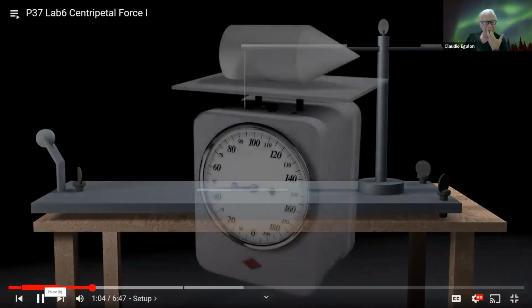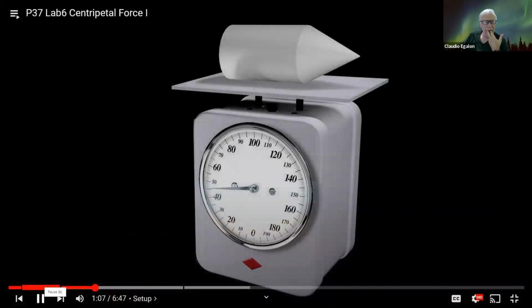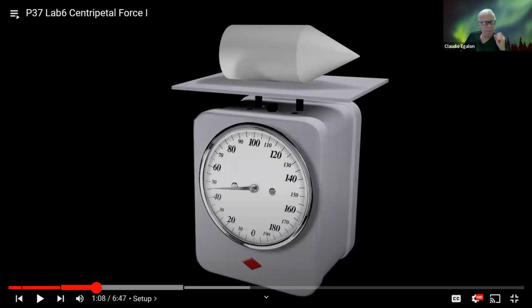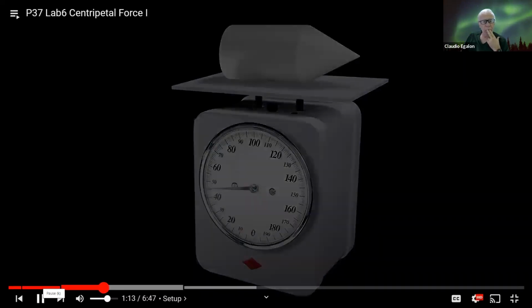This rotating mass is a bob. Measure its mass with a scale. Okay, that's how the bob looks like. And the mass of the bob is recorded right in here. The scale that we use has a resolution of 0.01 grams. Using the provided spreadsheet, log this mass with the right number of significant figures.